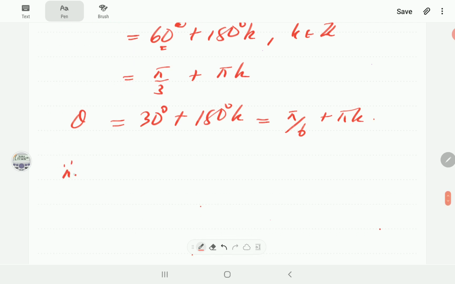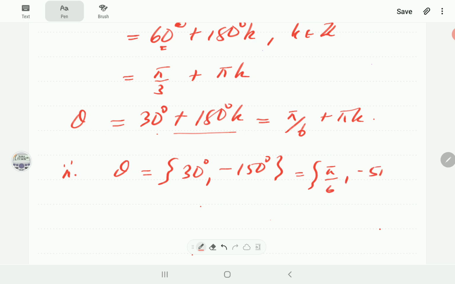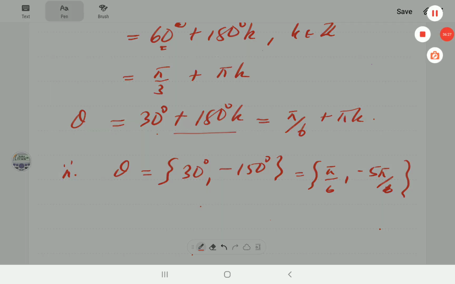Then for part 2, which of these values are going to be between minus 180 and 180? 30 will be, the other one will be 30 minus 180, which is going to be minus 150. Then we write these in radians. It's going to be minus 5 pi over 6. Okay, we're going to stop here. The rest of the examples we are going to do in the next video.